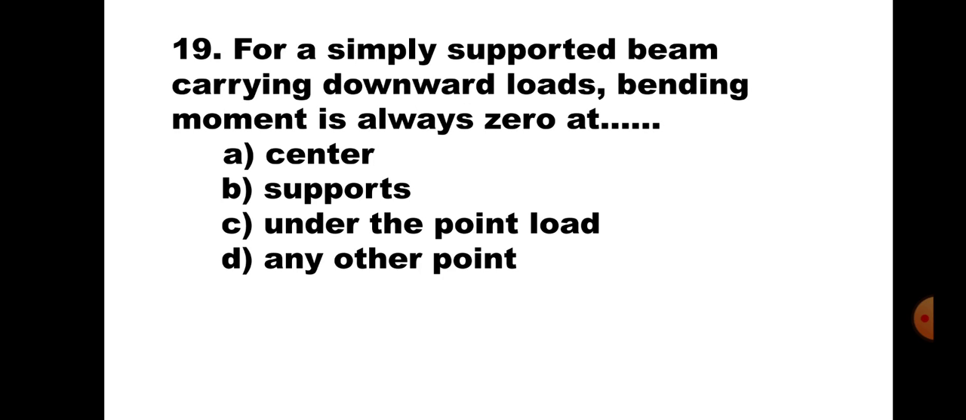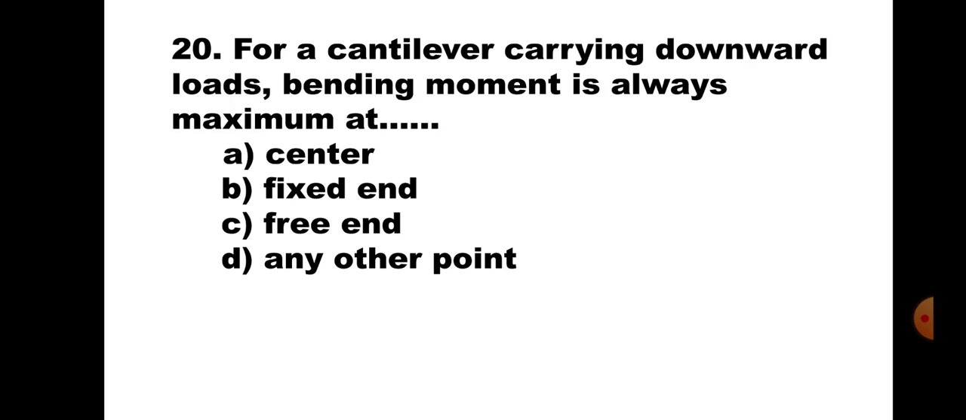Question number 19. For a simply supported beam carrying downward loads, the bending moment is always 0 at A center, B supports, C under the point load, D any other point. For a simply supported beam, the bending moment is always 0 at the supports, hence the correct answer is B, supports.